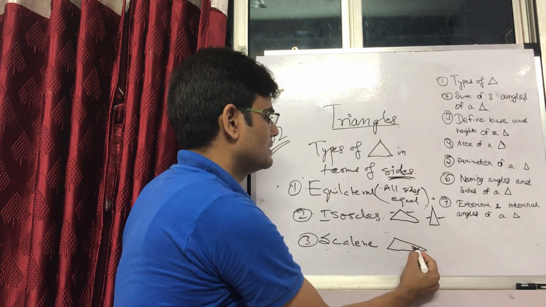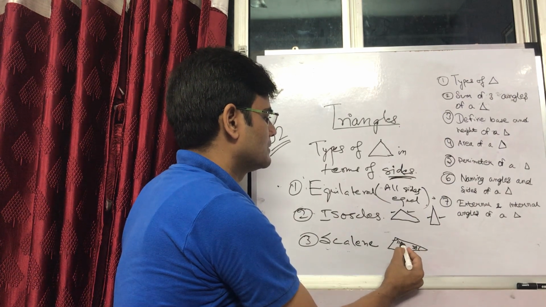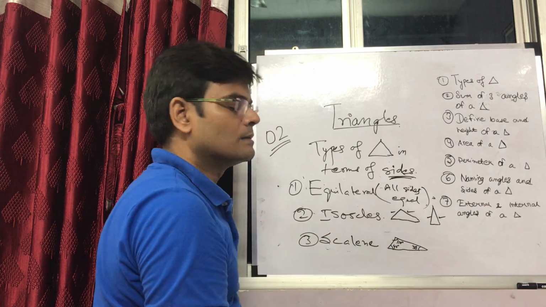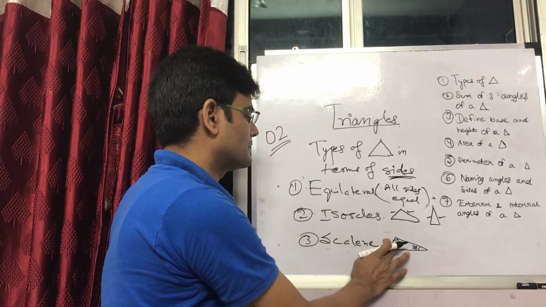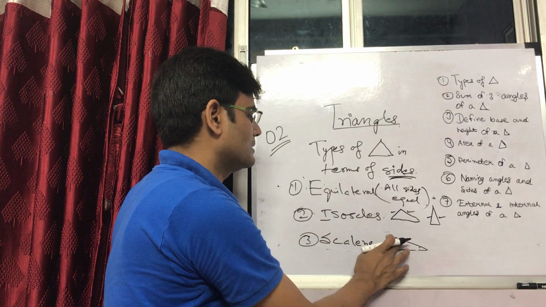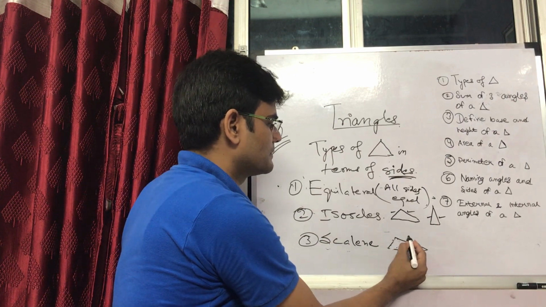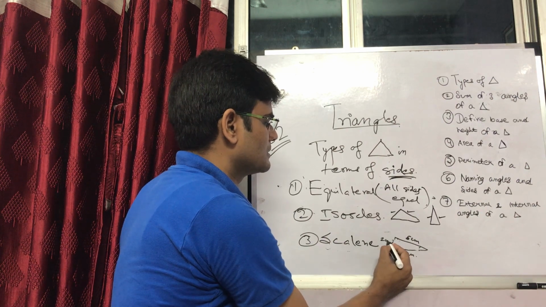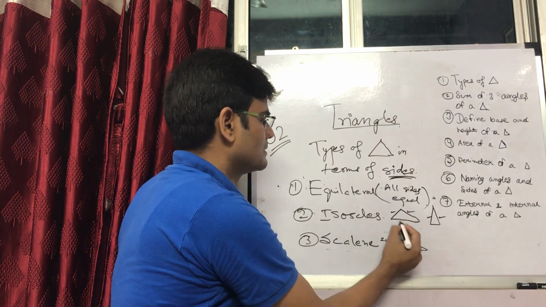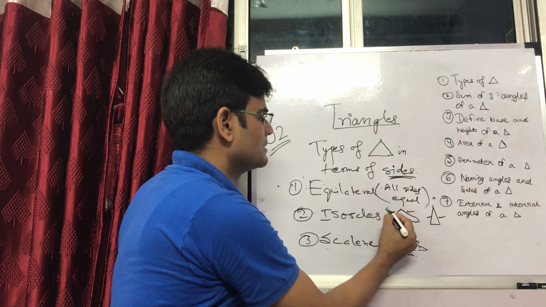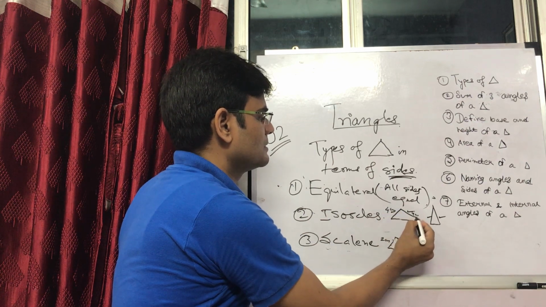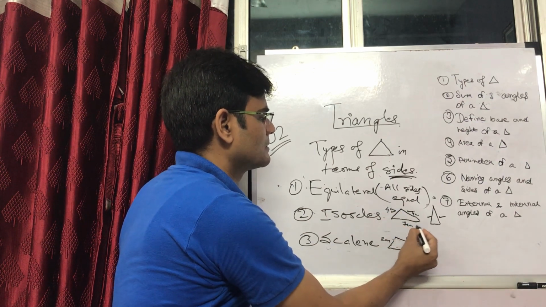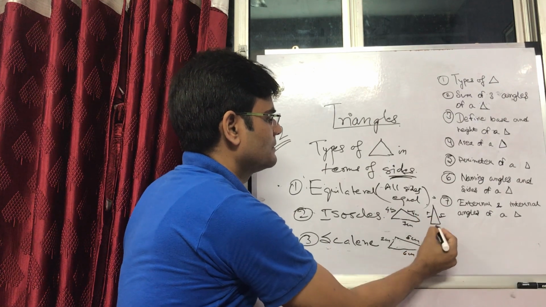This is 30 degree. This is say 110 degree. This is 40 degree. Sorry, I'm explaining in terms of angles. It should be sides. I'm sorry. This is 5 centimeter. This is 6 centimeter. This is 2 centimeter. This is scalene. Isosceles. This is 4 centimeter. This is 4 centimeter. This is 7 centimeter. 5, 5, 2.